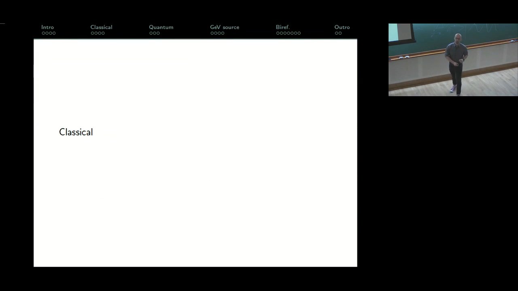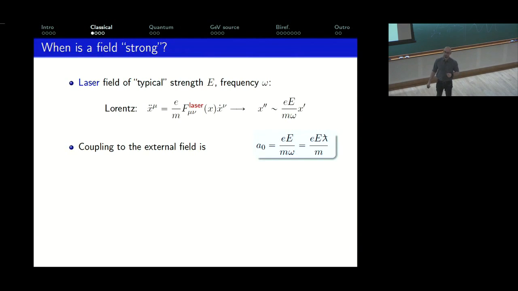Okay, so let's start with classical physics. What do we mean when we talk about a strong laser field? Well, let's suppose our laser has some typical electric field strength E and frequency omega. And we put a particle into this field and we ask, how does it move? Well, it moves according to the Lorentz force equation, right? Here it is. X is the particle position, a dot is a derivative with respect to proper time. There's the laser field strength, electron charge, electron mass.